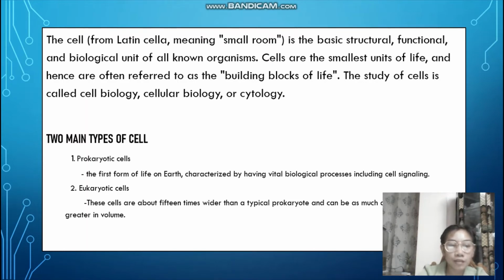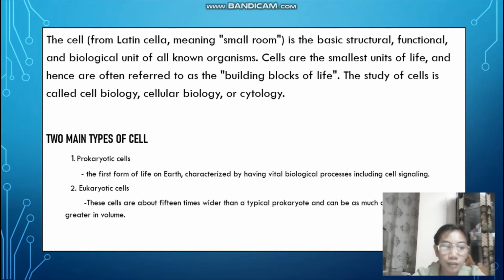Prokaryotic cells are the first form of life on Earth, characterized by having vital biological processes, including cell signaling. Prokaryotic cells include archaea and bacteria, and they lack a nucleus and other membrane-bound organelles. The DNA of a prokaryotic cell consists of a single circular chromosome, which is in direct contact with the cytoplasm.